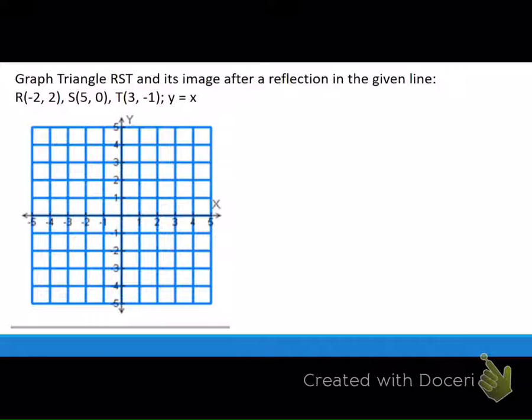Who knows what y equals x even is? How do I graph the line y equals x? What is my slope and my y-intercept? Yeah. The y-intercept is 0 and the slope is 1. Good. So I start at 0, 0 and I go up 1 over 1. This is known as the parent graph of a line, just in case you don't remember that from last year.